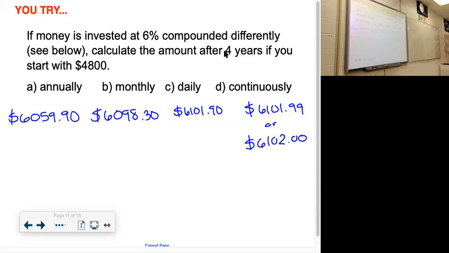So here are the values for the 4 different scenarios. And again, you can see the annual value is 6,059, then it's 6,098, then it's 6,101.90. And then it's 6,101.99, I think it's 5, so I just rounded up to 6,102. Again, formula based, it's pretty basic. Once you do it a few times, it doesn't really change very often.